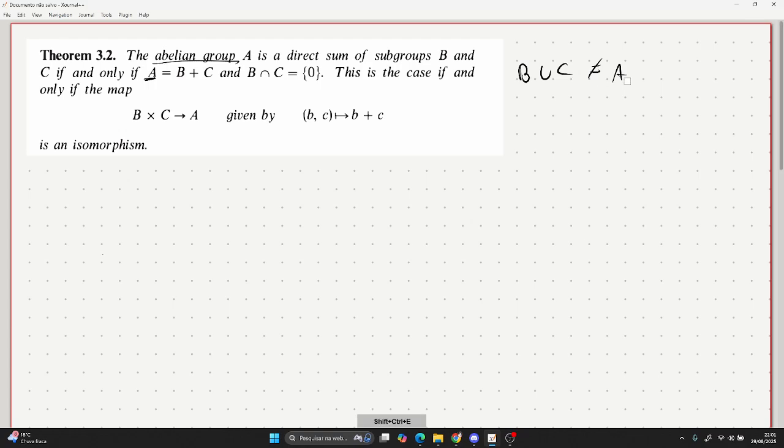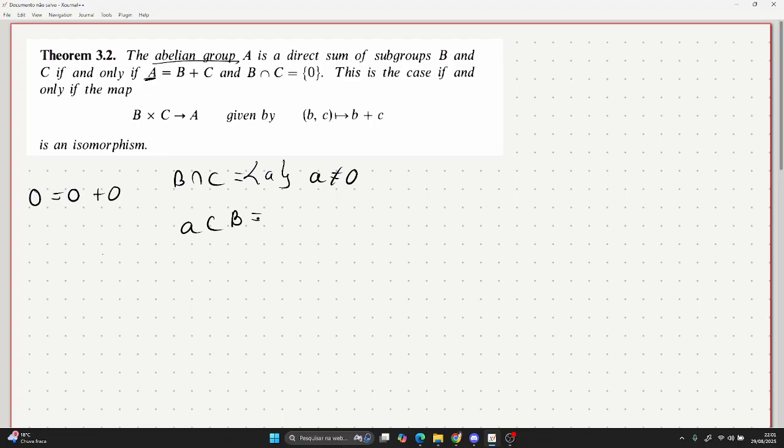Nice. And now let's talk about the intersection. The intersection needs to be 0. Why? The intersection needs to be 0, because if it wasn't, then you couldn't write 0 as 0 plus 0. Imagine that the intersection contains some element a, where a is different than 0. If a belongs to B, then a is not an element of C, and you could swap B and C and see it.